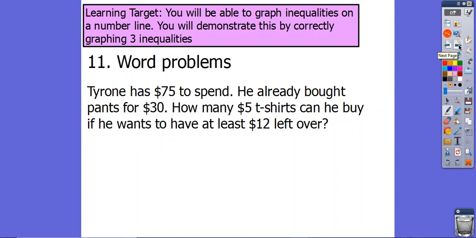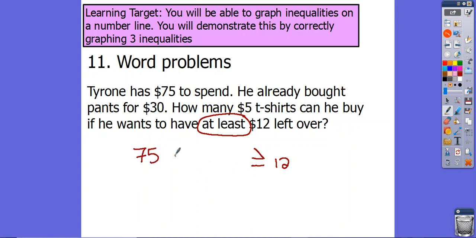Question 11, word problems. For example, Tyrone has $75 to spend. He already bought pants for $30. How many $5 t-shirts can he buy if he wants to have at least $12 left over? At least, we're looking for one of those key phrases to know what symbol to use. So at least means he would like that much, so equal to 12, or more, so greater than or equal to 12. He has $75 to spend, so let's start with that.